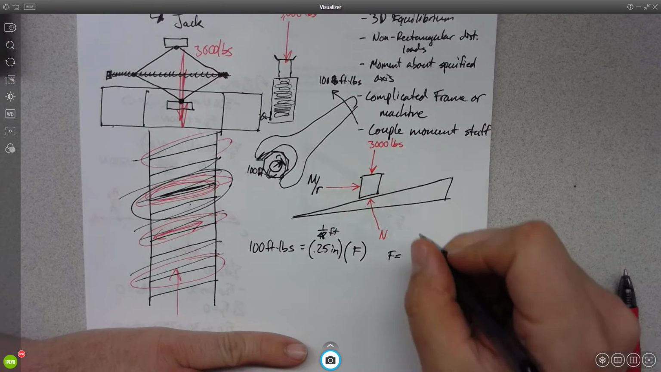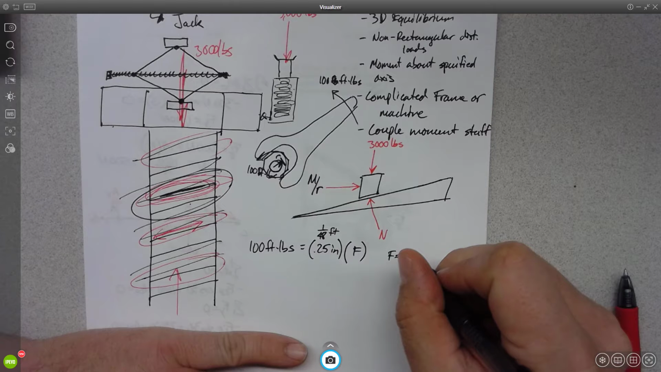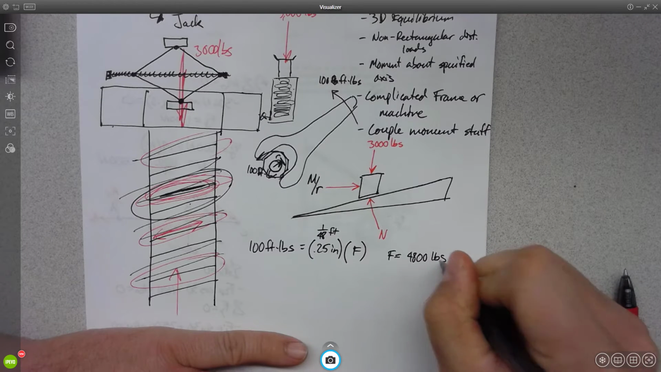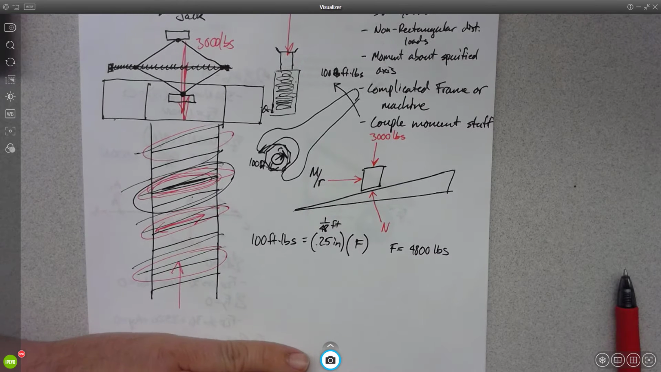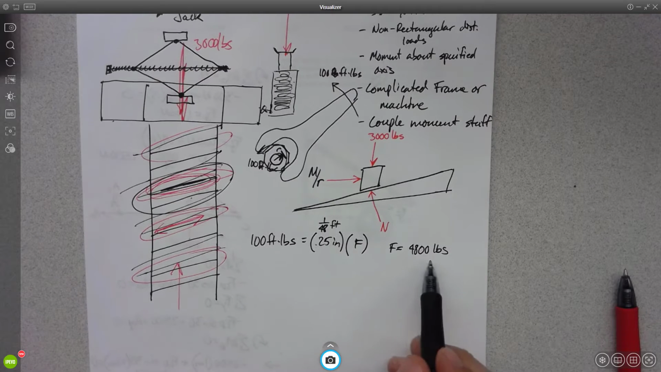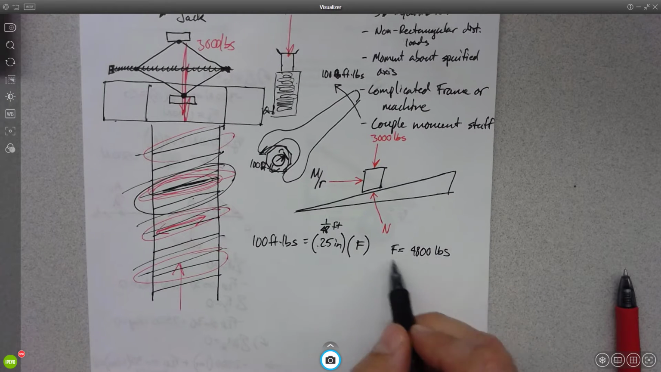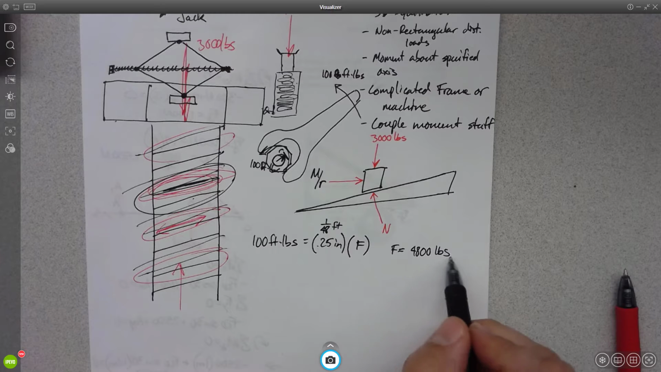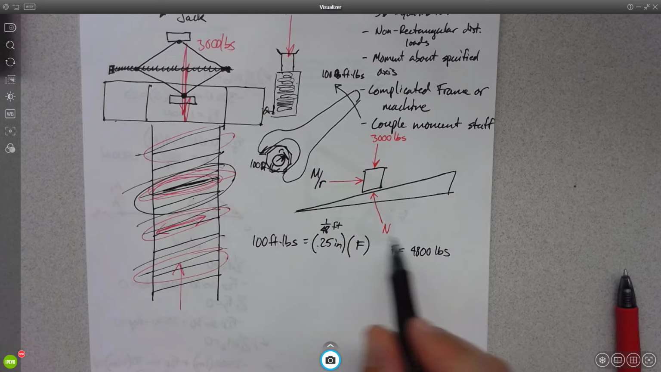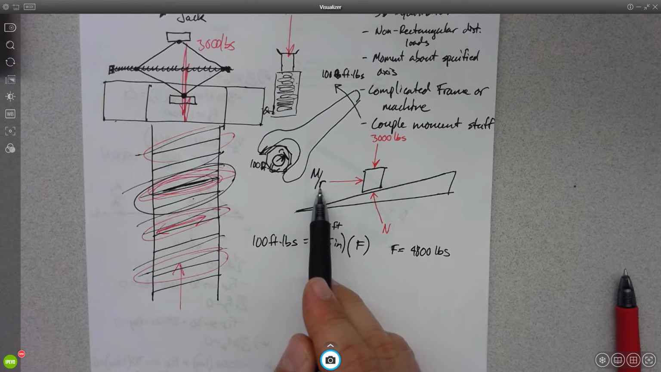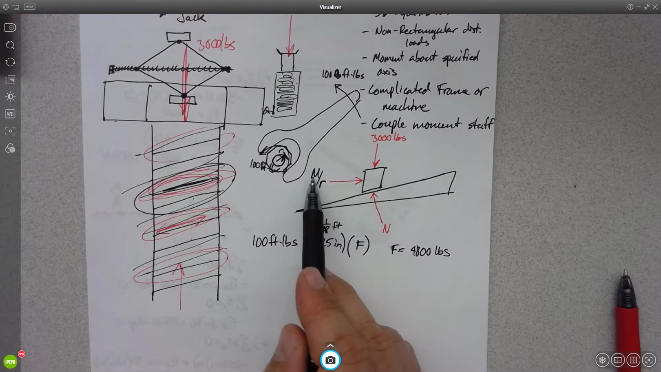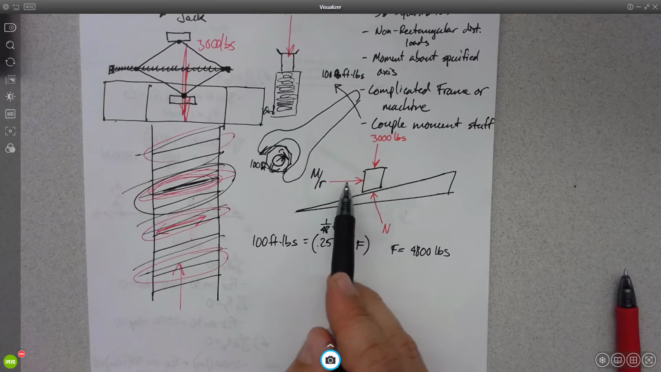Yeah, thank you. Brendan does math in his head well, and he says it's 4,800 pounds. Is that right? 4,800. Yep. Okay. Does everyone understand where the 4,800 pounds comes from? If I say there's 100 foot-pounds here, I take the moment and divide by the radius of the screw to get the actual force that's moving it up and down.